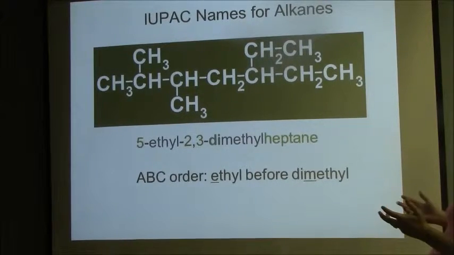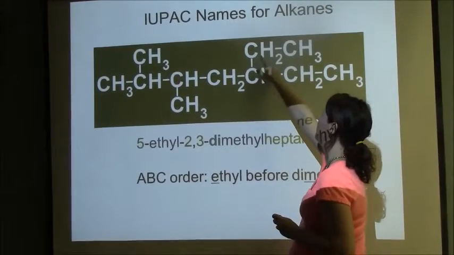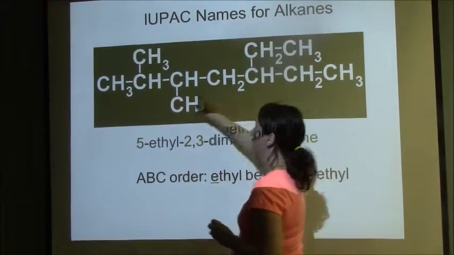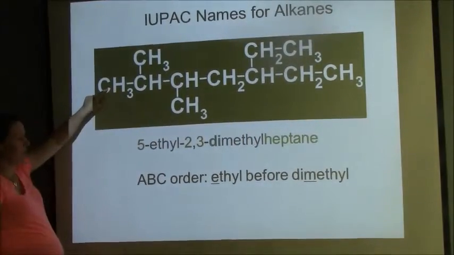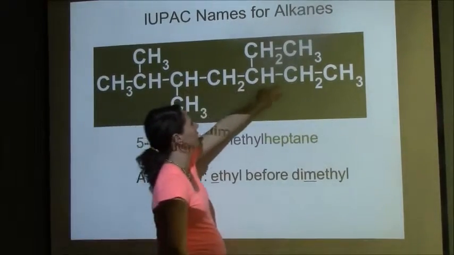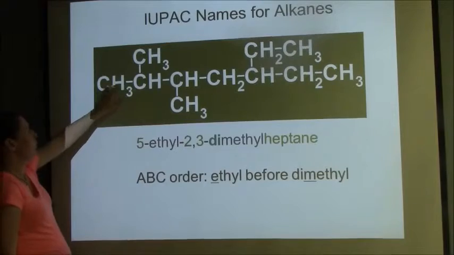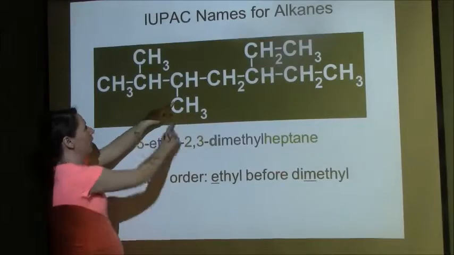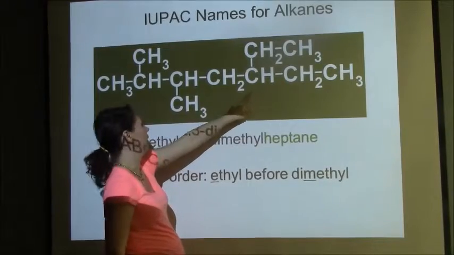So here's an example. How do we begin numbering this one? All right, let's try our options. 1, 2, 3 gets me to this substituent on 3. 1, 2, 3 gets me to this substituent on 3. 1, 2 gets me to this substituent. So we actually began numbering from the left. Okay, so we're going left to right. 1, 2, 3, 4, 5, 6, 7. So that means it's a heptane as our parent chain. We've got a methyl group on carbon 2. We've got a methyl group on carbon 3. And we've got an ethyl group on carbon 5.